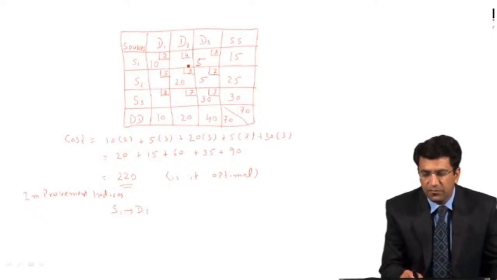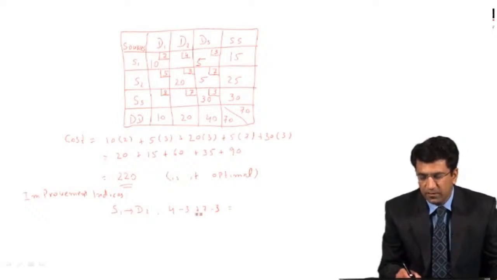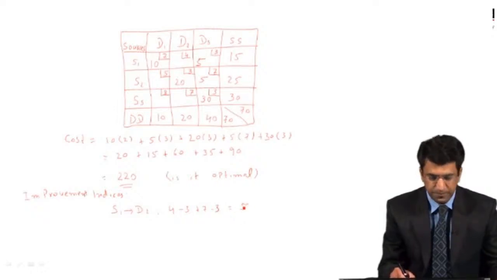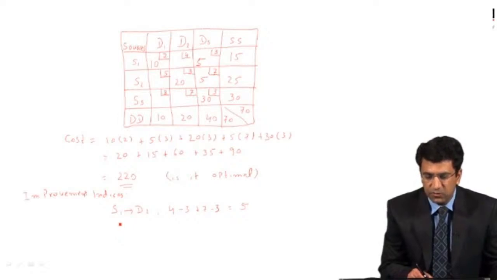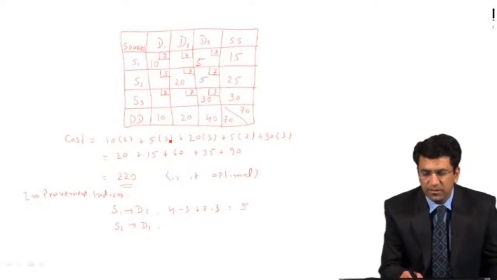So you can see that if we add something here, we'll have to subtract here, we'll have to add here, we'll have to subtract here. So the loop will become 4 minus 3 plus 7 minus 3 plus 7 minus 3. So it will become 7 plus 4, 11 minus 6 is equal to 5. Again, the next empty cell in this particular case is S2 to D1. So S2 to D1 class.